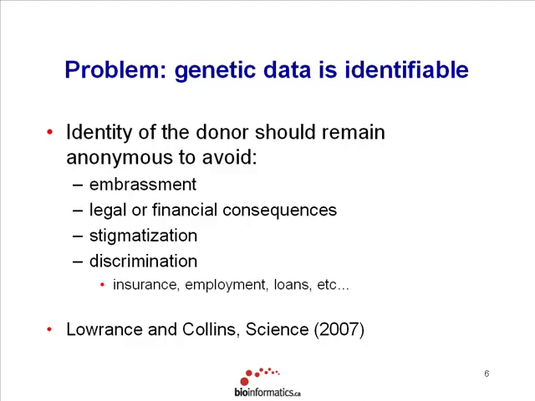So genetic data is identifiable. What that means is that even with just a very few number of polymorphisms, on the order of tens, you can uniquely identify an individual. We're generating these data, let's say a million SNPs on a chip, but all it takes is a few tens of carefully selected polymorphisms to then be able to identify that individual. And why is that a problem? Well, we want to preserve the anonymity of the donor in order to avoid things like personal embarrassment, legal or financial consequences, stigmatization, or even discrimination, insurance companies, employment, loans, etc.